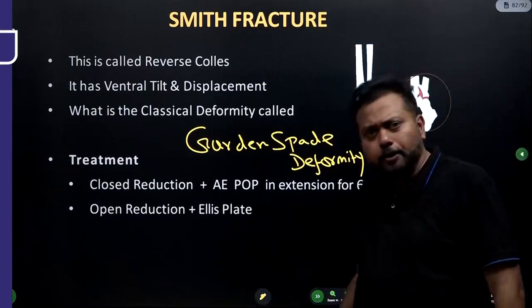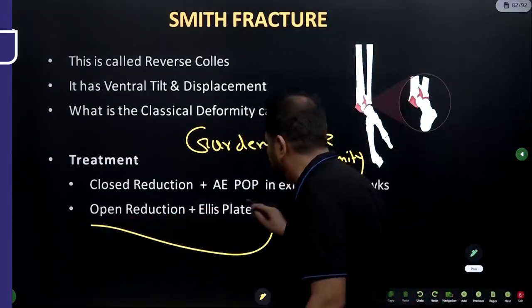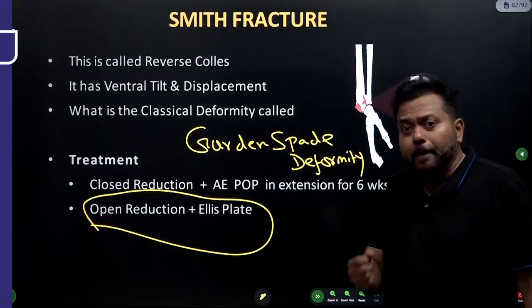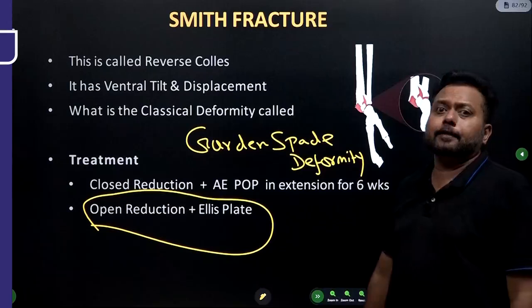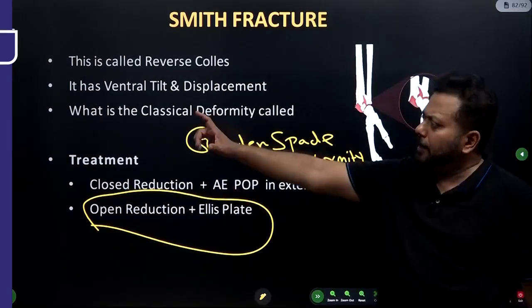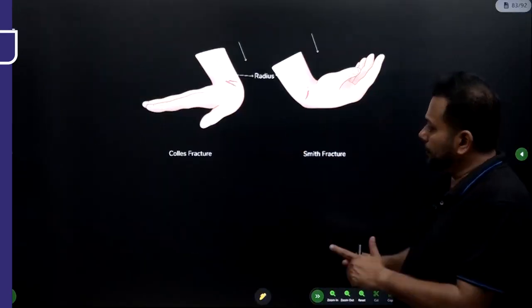it should be treated like your Barton's fracture. Open reduction internal fixation with T-buttress plate, otherwise called the Ellis plate, is the best management for Smith fracture. So, it may be a catchy question in our NEET or INI-CET. The best management for Colles fracture, conservative. Best management for Smith fracture, surgery. Yes, okay, good.